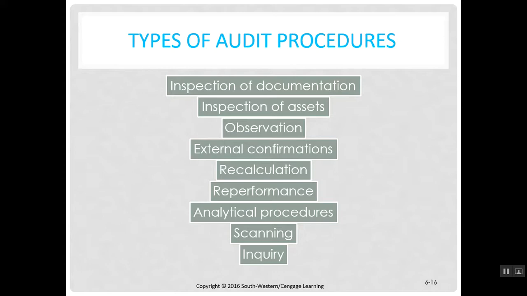So there's a lot of different types of audit procedures. There's actually 9 specific different types of audit procedures: inspection of documentation, inspection of assets, observation, external confirmations, recalculation, reperformance, analytical procedures, scanning, and inquiry. Some of these are used mostly during test of controls, and some of them are used mostly during substantive audit procedures, and some are used in both scenarios.